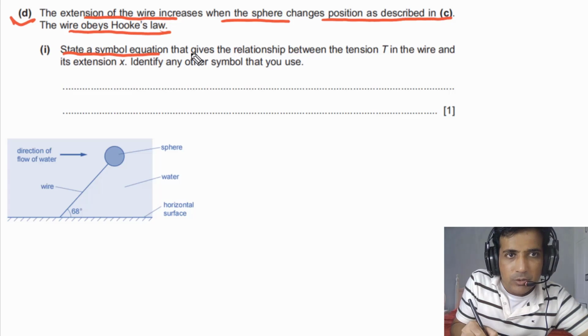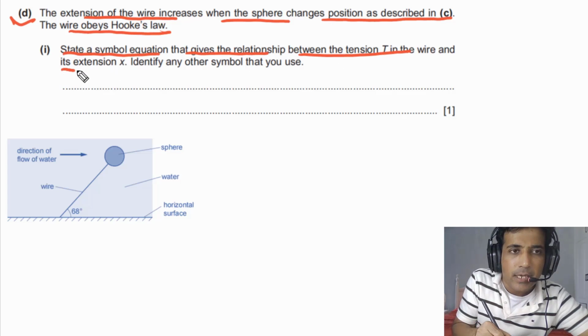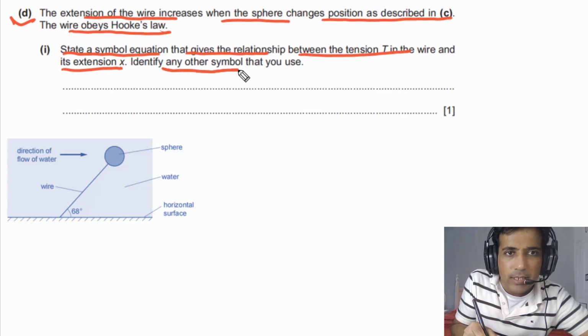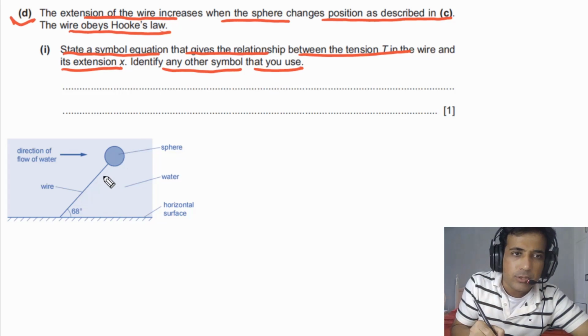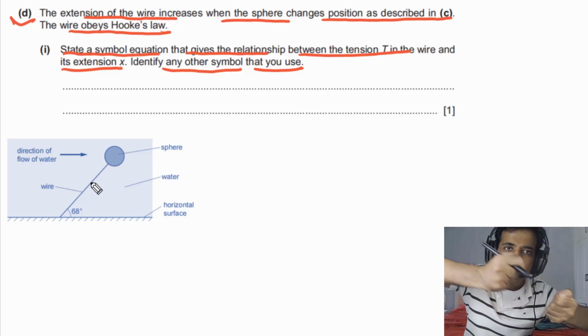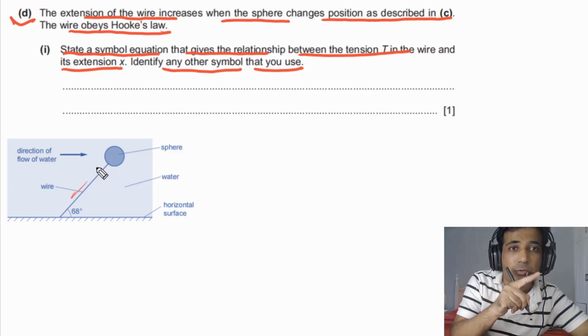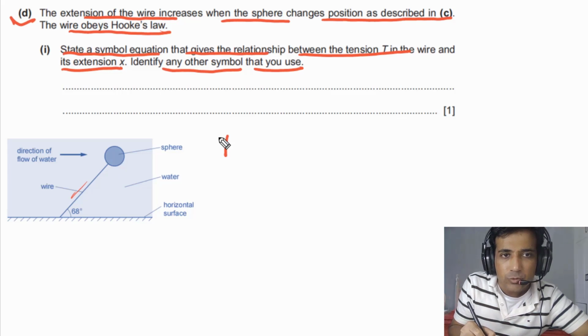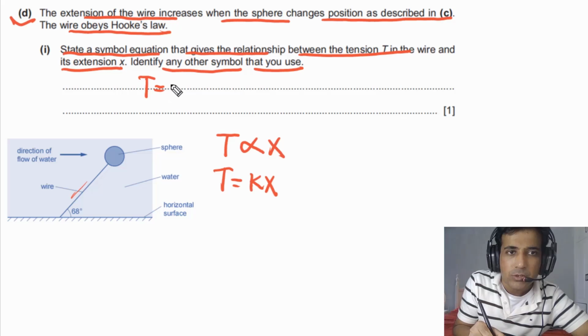State a symbol equation that gives the relationship between the tension in the wire and its extension. Identify any symbols that you choose. Now in this case, we need to understand this is the wire. So when this wire extends, it simply means that tension in this wire increases, and this wire obeys Hooke's law. As this wire obeys Hooke's law, it simply means that tension is directly proportional to x. Now simply we can say T is equal to Kx. So simply you have to write down T is equal to Kx.